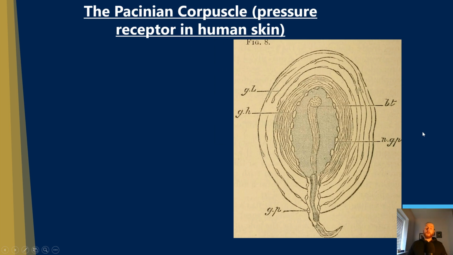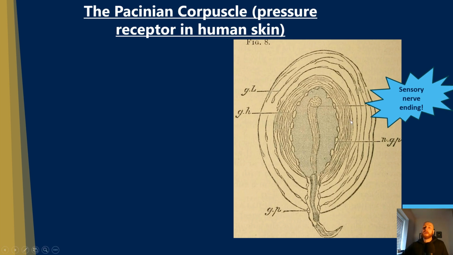So next of all, we're going to cover the Pacinian Corpuscle because AQA really want you to know about this, and there's quite a few past paper questions that have come up on this topic. Now, the Pacinian Corpuscle is actually a pressure receptor in your skin. So if you press on your skin, you can feel pressure being applied to different parts of the skin. And that's because you've got these little pressure receptors, which are layers of tissue surrounding a neuron.